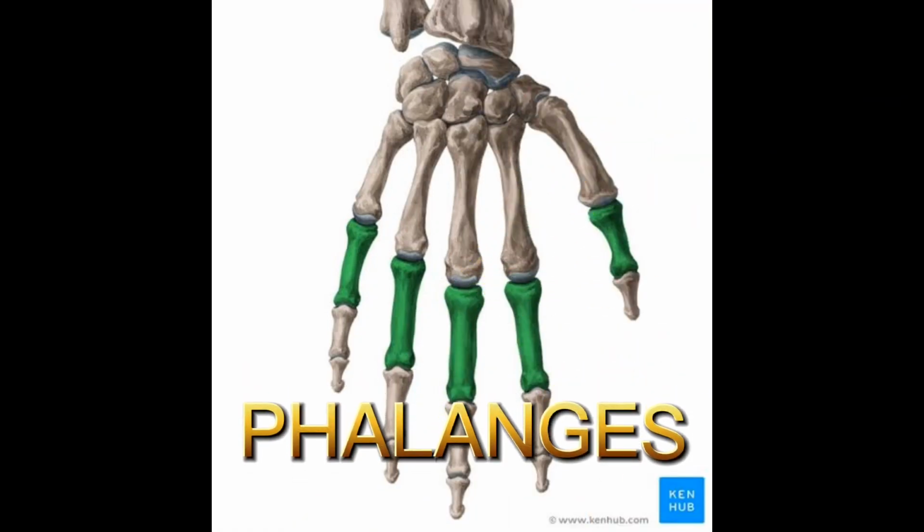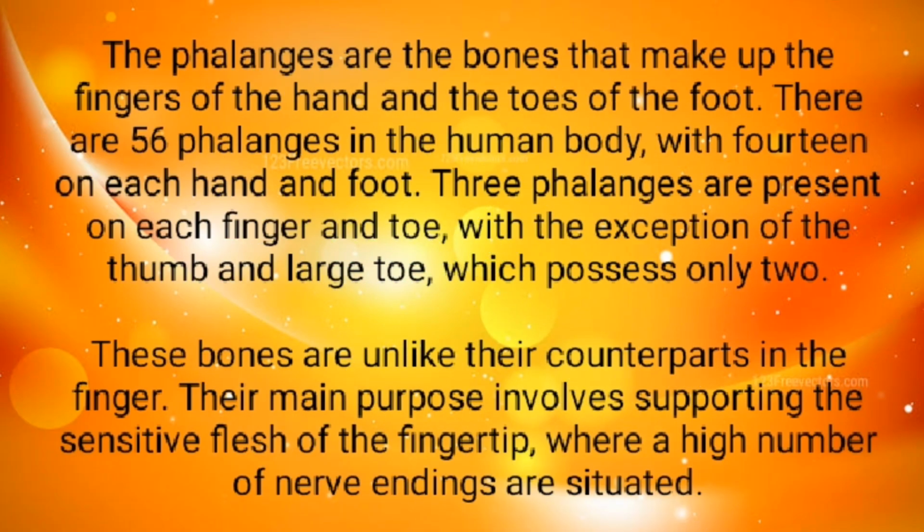Eighth are the phalanges. The phalanges are the bones that make up the fingers of the hand and the toes of the foot. There are 56 phalanges in the human body, with 14 on each hand and foot. 3 phalanges are present on each finger and toe, with the exception of the thumb and large toe, which possess only 2. These bones are unlike their counterparts in the finger. Their main purposes involve supporting the sensitive flesh of the fingertip, where a high number of nerve endings are situated.